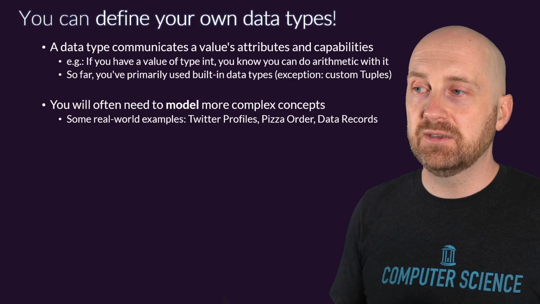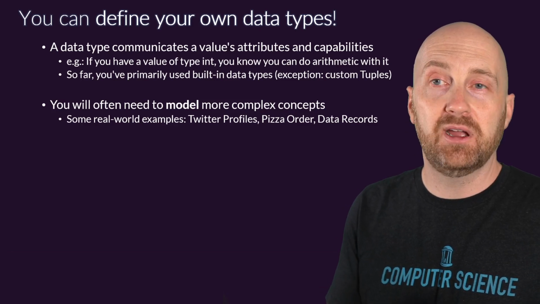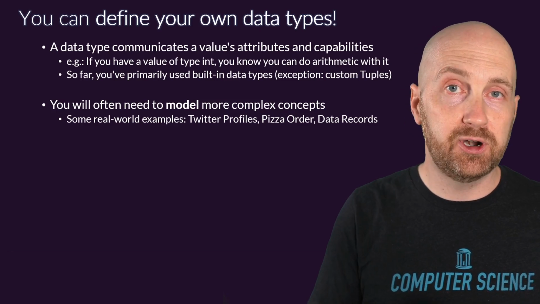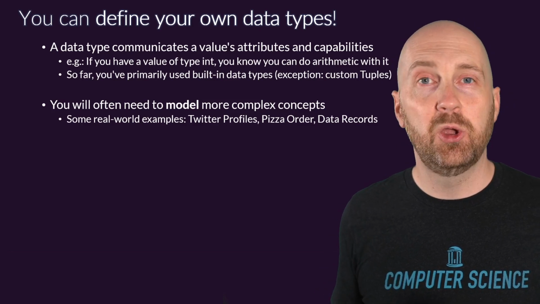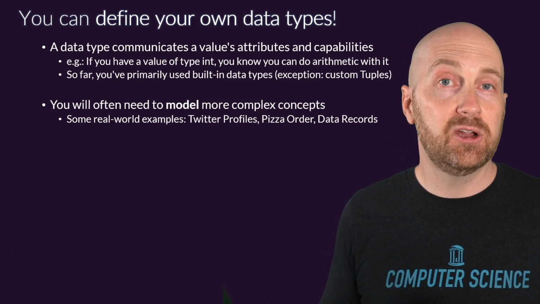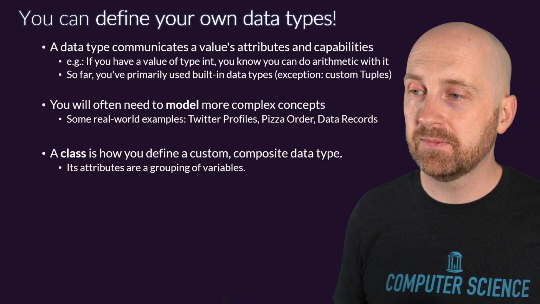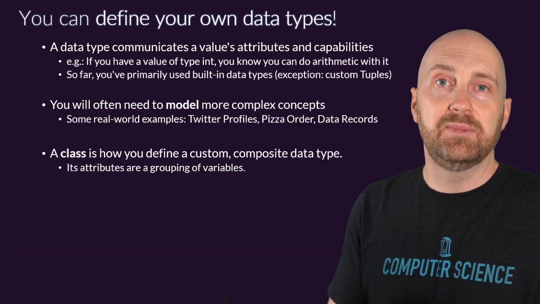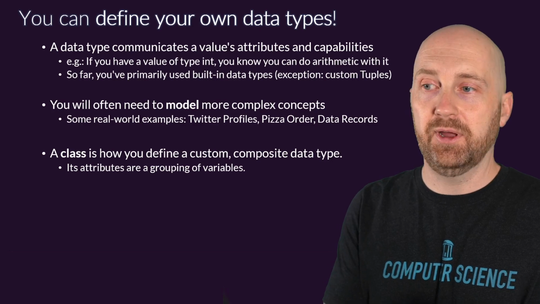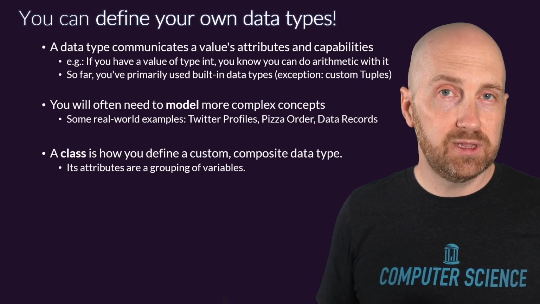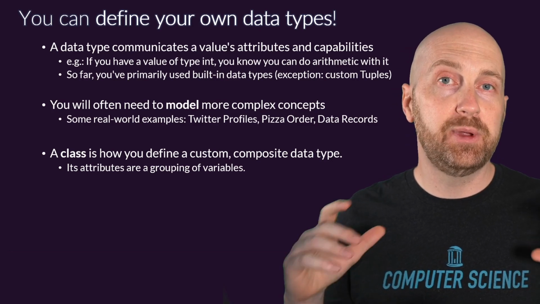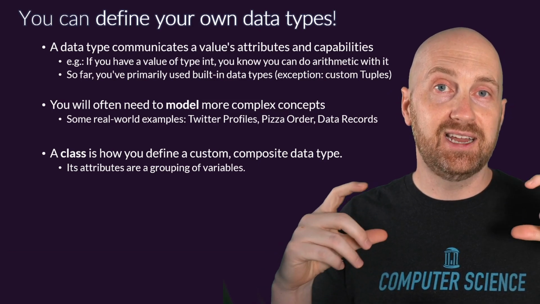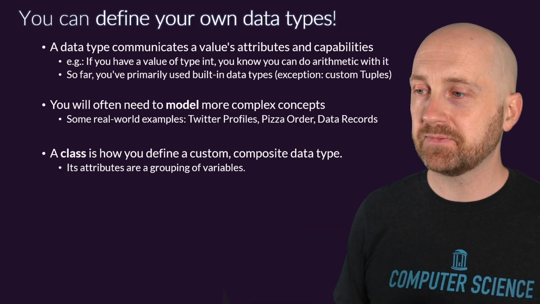So with classes, we're going to be able to model more complex concepts, such as the idea of a Twitter profile or a pizza order, or data records that involve columns of varying data types. A class is going to be how we define the custom type that we're going to be able to work with. In this video, we'll look at how we can use a class to define a grouping of variables, which we'll think of as the attributes of a class.